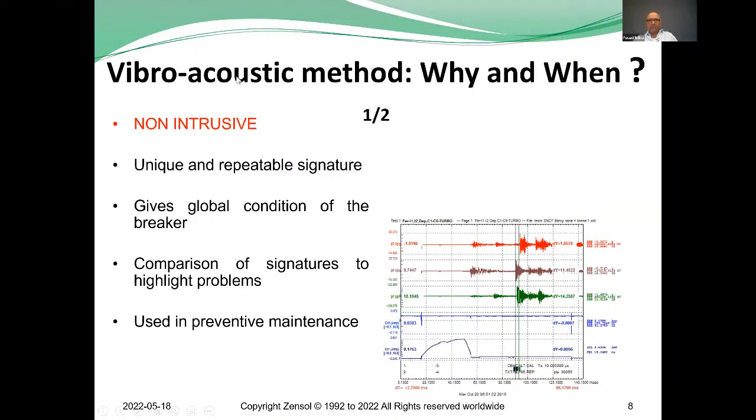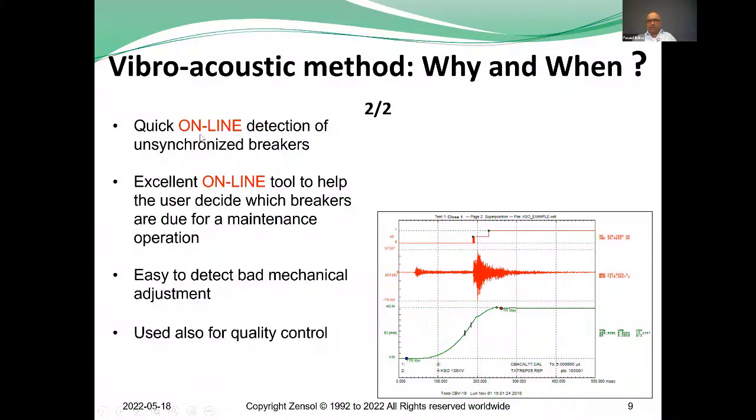And now, why and when can we use the vibro-acoustic? Because first, it's non-intrusive. It's a unique and repeatable signature. It gives the global condition of the breaker. We can compare signatures to highlight problems, and it's also used in preventive maintenance. It can be used online, so it's a quick online detection of unsynchronized breakers. It's an excellent online tool to help the user to decide which breakers are due for a maintenance operation.